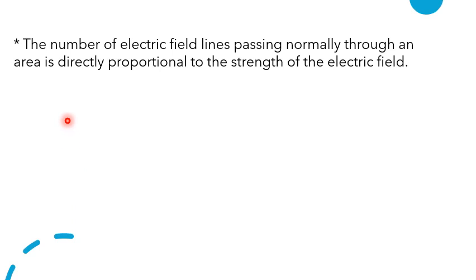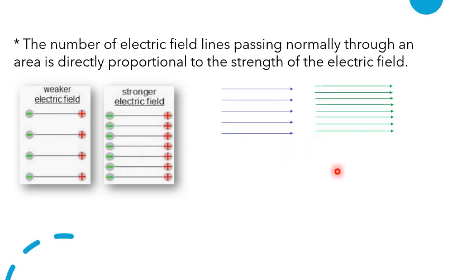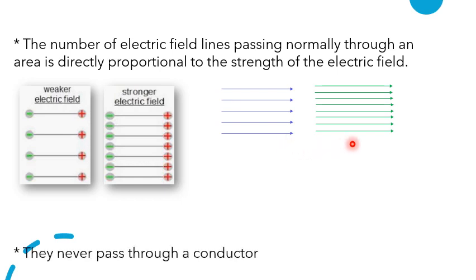The fourth property is about the strength of the electric field. The number of field lines passing normally through an area is directly proportional to the strength of the electric field, which means the density of the field lines. Look at this. If you compare these two diagrams, the density of electric field lines is higher in the second diagram, which shows that the second one is representing a stronger electric field. Similarly, of these two fields, the first one is weaker than the second one. And the last property is that field lines never pass through a conductor.